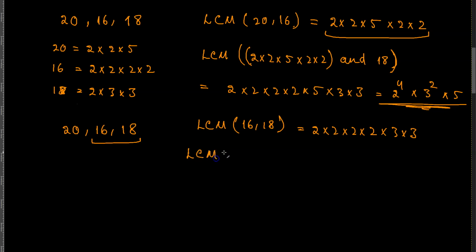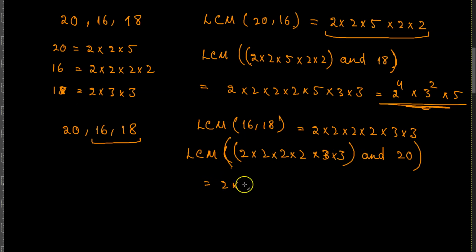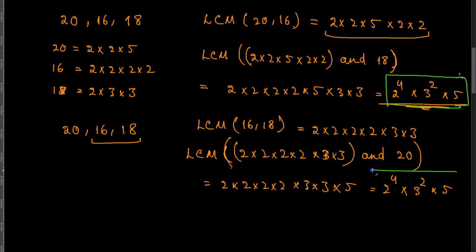Now I will calculate the LCM of this number, whatever that is, 2 times 2 times 2 times 2 times 3 times 3, and basically 20. So this number needs to have this number in it, which is 2 times 2 times 2 times 2 times 3 times 3, and 20, which is 2 factors of 2. I already have them here, and a factor of 5. So now this number is the same thing as 2 raised to the power 4 times 3 raised to the power 2 times 5. So as you can see, this number happens to be exactly the same as this number. 2 raised to the power 4, 3 raised to the power 2 times 5.